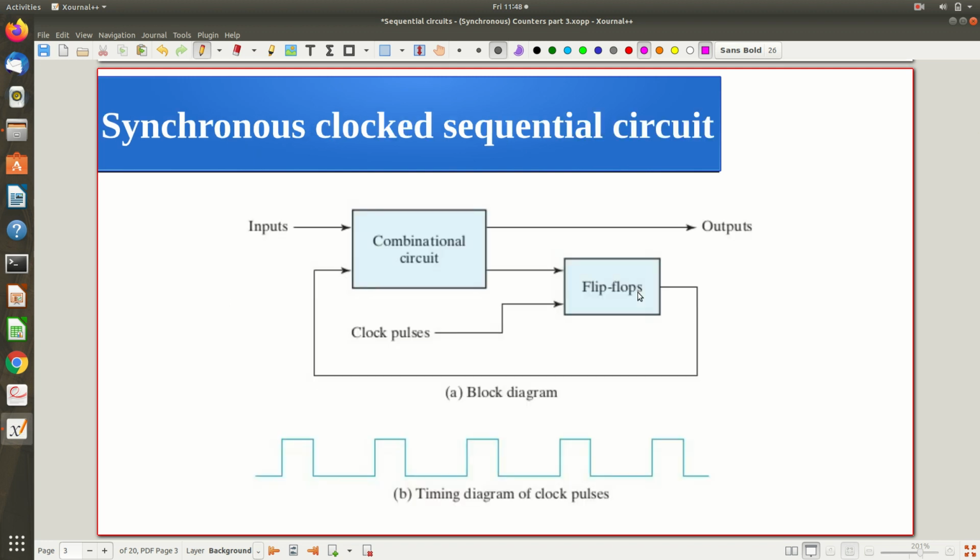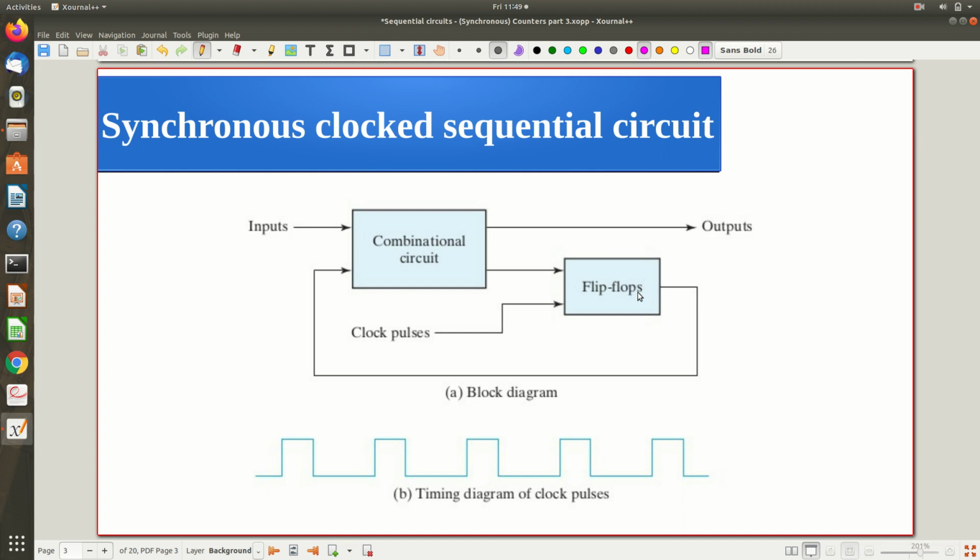Before moving on to the synchronous counter, I just want to refresh some of the concepts that we already studied, particularly for any synchronous sequential circuit. We discussed these things in our offline classes, and I'm refreshing them again, so if some of you missed the classes, you can also follow from this.